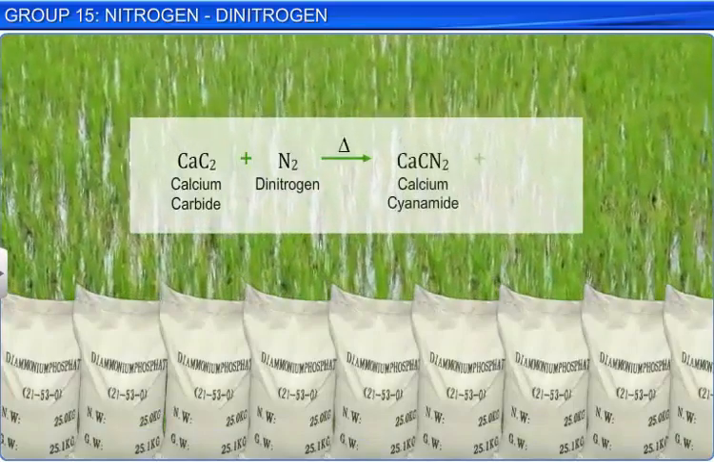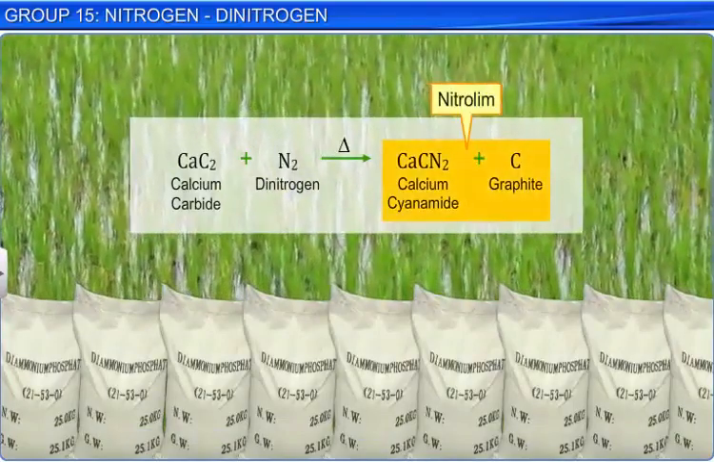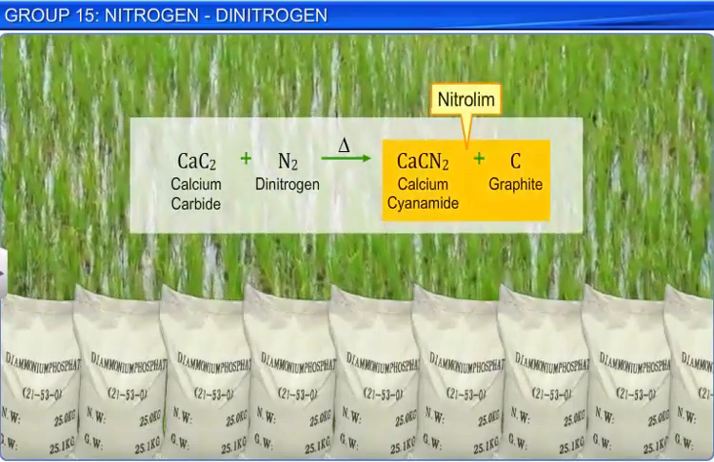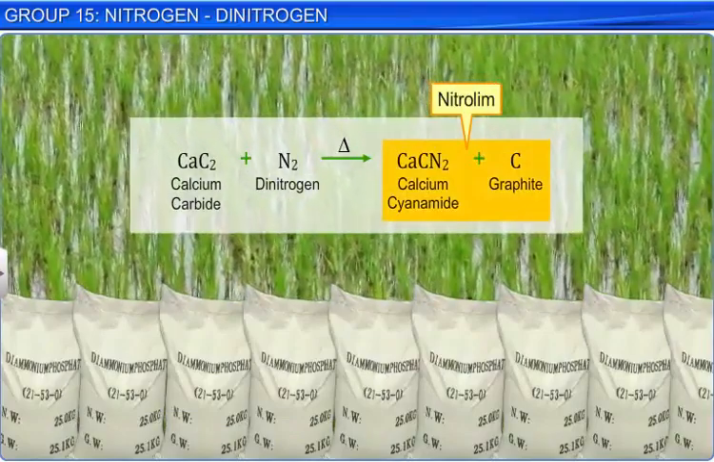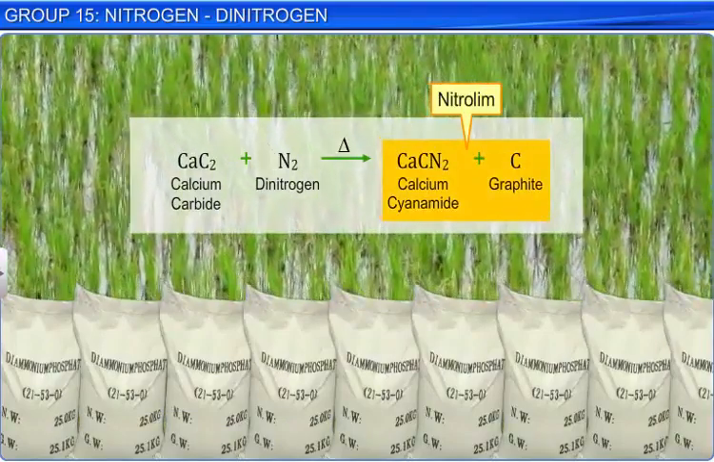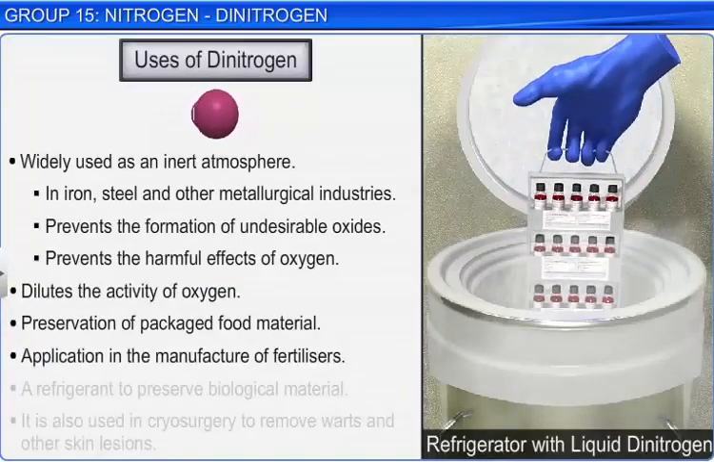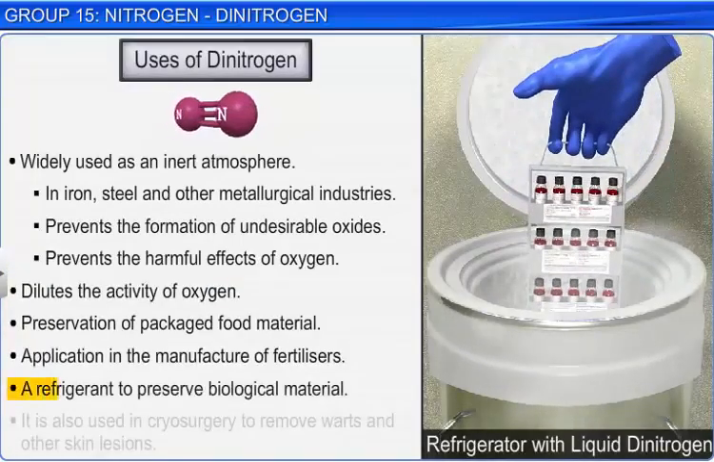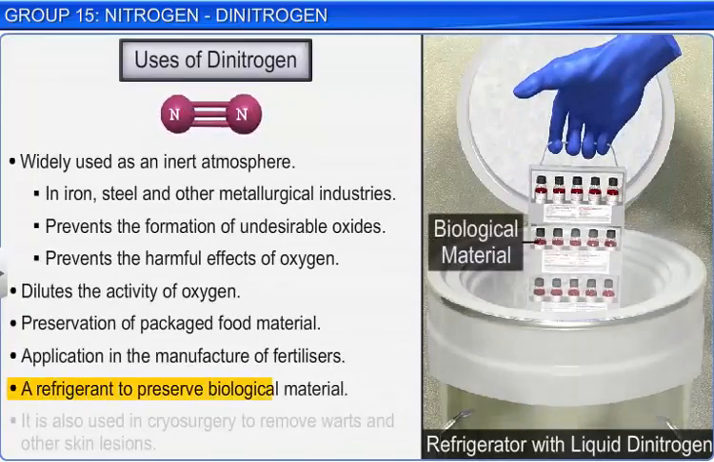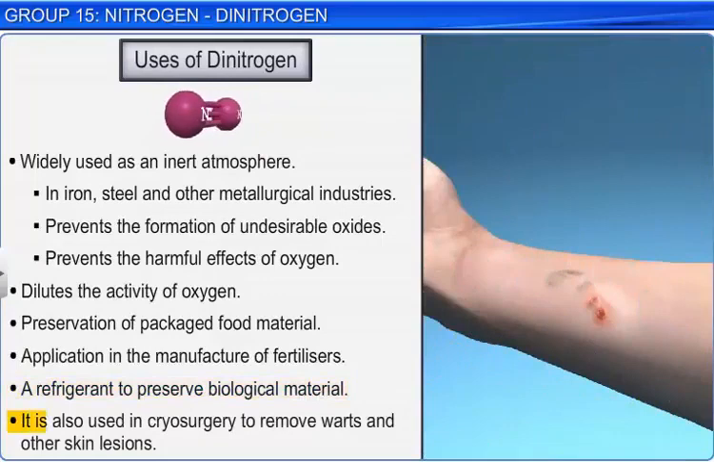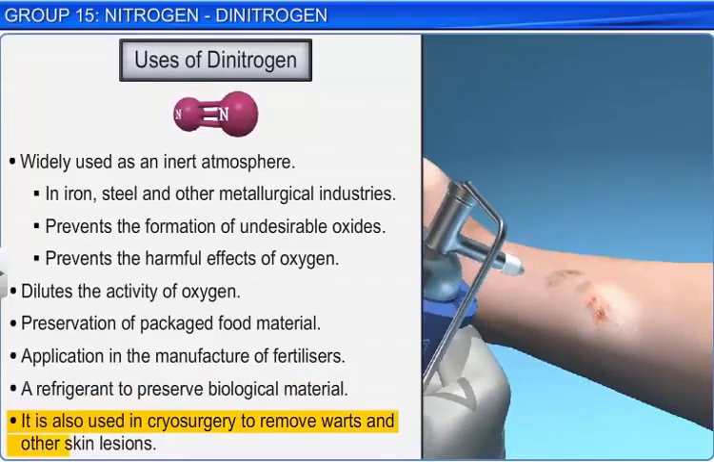Dinitrogen is also used in the preparation of nitrolim, a mixture of calcium cyanamide and graphite, which is an important fertilizer. Liquid dinitrogen is used as a refrigerant to preserve biological material. It is also used in cryosurgery to remove warts and other skin lesions.